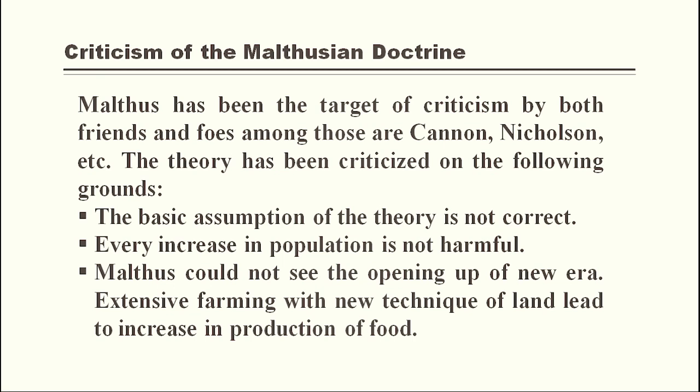And the other one is that Malthus could not see the opening up of a new era. Extensive farming with new techniques of land leads to an increase in production of food. So Malthus says that, in comparison to population, food supply is increasing but at a decreasing rate. But according to the critics, it is not like that. Extensive farming with new techniques of land leads to an increase in the production of food, so it can be a balanced one. So these are the criticisms given to the Malthus doctrine related to demography.